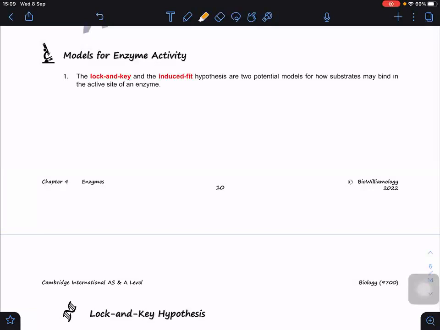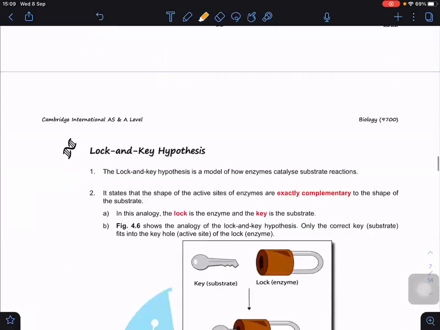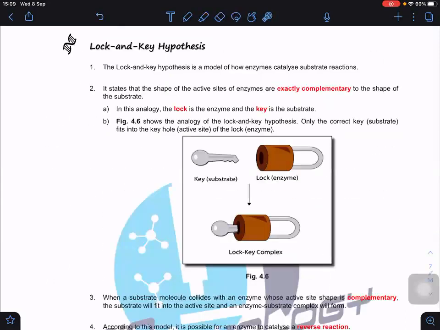Okay, so what are these two models? One we call lock and key model or lock and key hypothesis. Another one is induced fit hypothesis. So highlight these two. We're going to look at it in detail now. What is the lock and key model and what is induced fit model? When you look at this lock and key model, it is quite self-explanatory. In this case, lock and key, they must be complementary to each other.